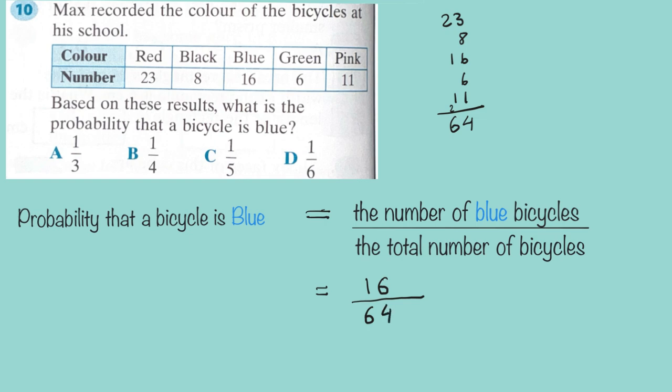We'll need to find an equivalent fraction here. Let's just keep on dividing it by 2 each time, and we'll get 8 over 32. Okay, well, we can divide 32 by 8 and get 4, so that means we'll have a quarter. So the probability of a blue bicycle is going to be a quarter, which is B.